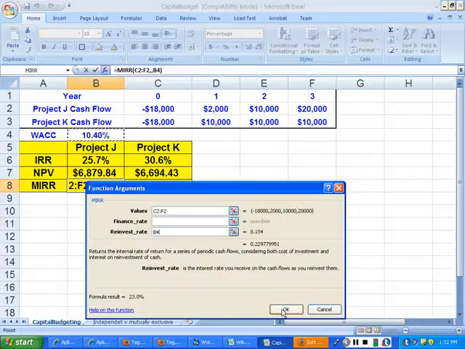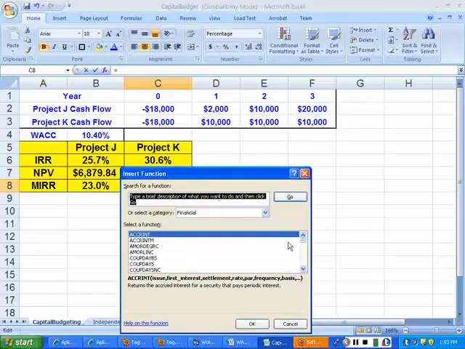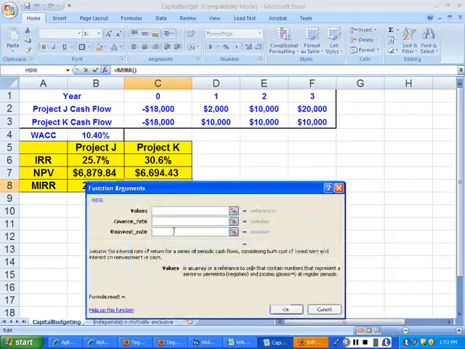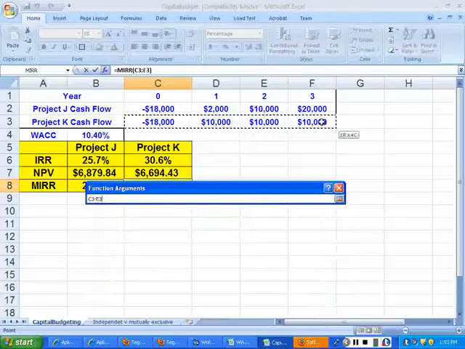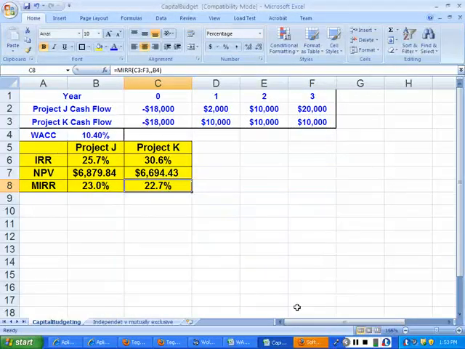So when we do that, it's going to give us a value that is closer to the 10.4% than was the internal rate of return, but it's still going to be above it, 23%. Likewise, when we look at it here for Project K, we're going to find a number between 10.4% and 30.6%. So again, we go to our function wizard. We're going to choose under financial the modified internal rate of return. We're going to go ahead and highlight the values, time zero all the way through the final period, and we're going to reinvest at the WACC. When you put those things in there, it also gives us a value that is above the 10.4% and below the internal rate of return.